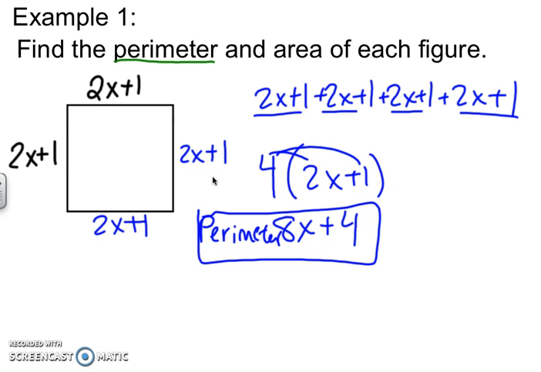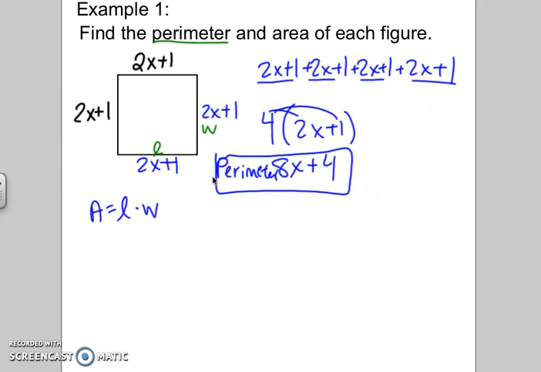Okay. So now when I think about area, I know area is going to be length times width. Okay. And again, here is my length. Here is my width. So how you would set that up with a polynomial is you would say (2x plus 1), and then your width is going to be (2x plus 1). So when you've got polynomials and you're talking about area and you have to set it up, you set it up with parentheses just like we've been doing in the past, okay?